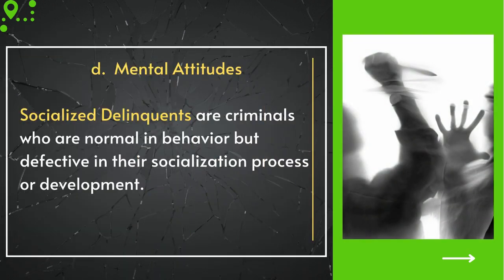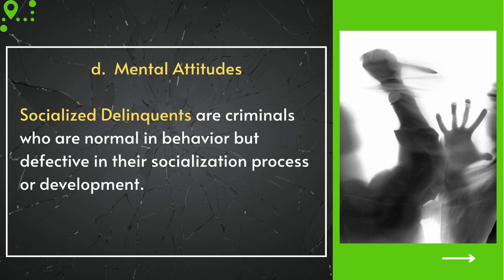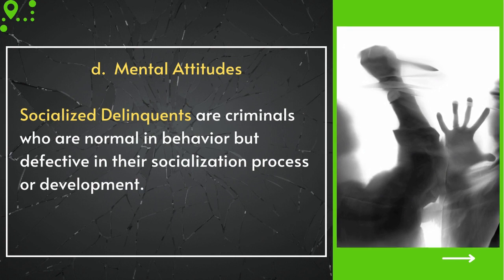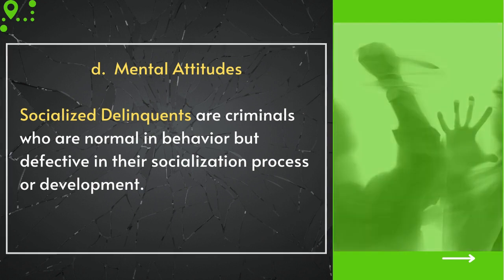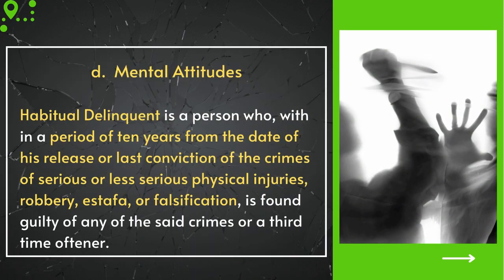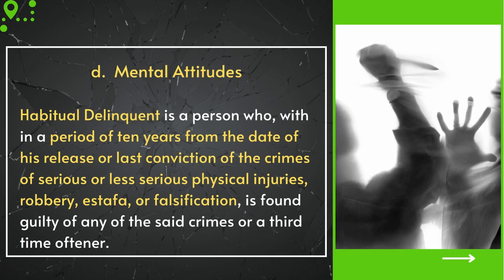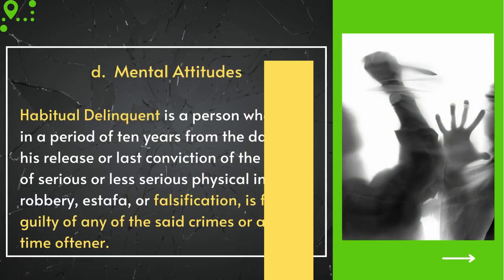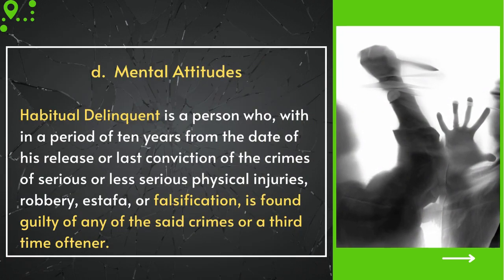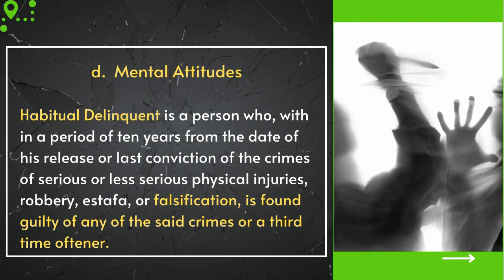Socialized delinquents are criminals who are normal in behavior but defective in their socialization process or development. Based on legal classification, there are two legal classifications, namely, habitual delinquent and recidivist. 1. Habitual delinquent is a person who, within a period of 10 years from the date of his release or last conviction of the crimes of serious or less serious physical injuries, robbery, estafa, or falsification, is found guilty of any of the said crimes a third time or oftener.